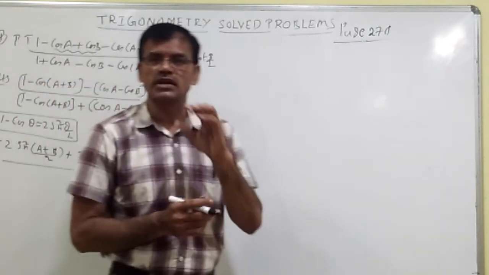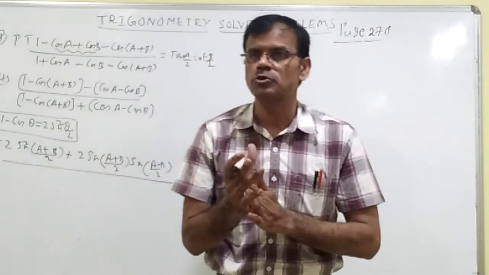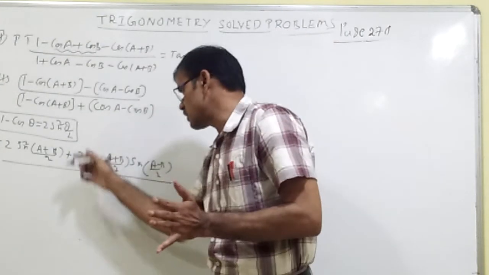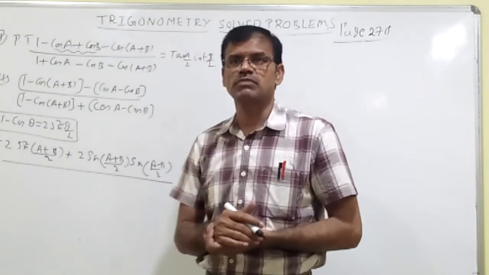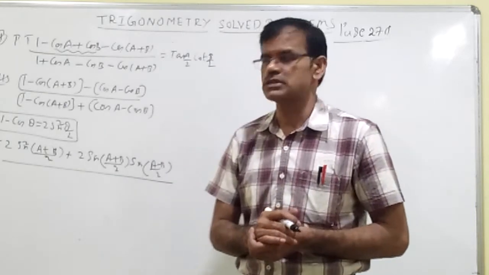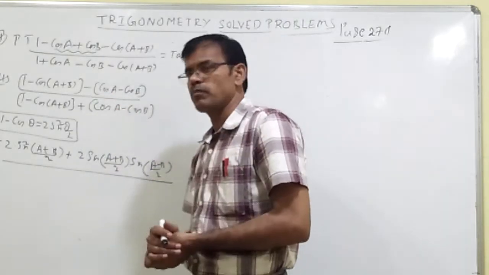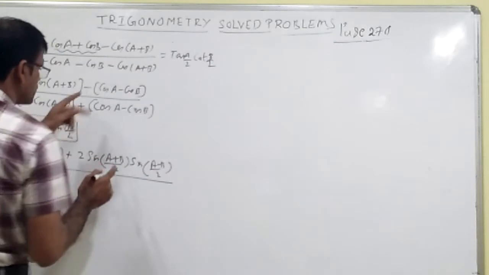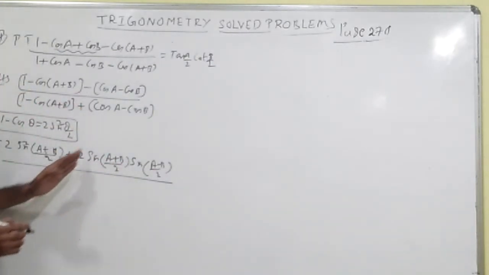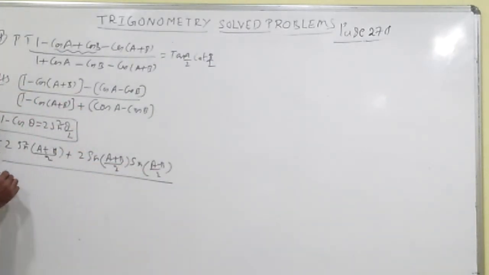Fifth formula is in transformations, product to sum or sum to product. You should not forget and revise the formula cos c minus cos d is minus 2 sin of (c plus d) by 2 into sin of (c minus d) by 2. Instead of minus I had written plus. It is minus of minus becomes plus, 2 sin of (a plus b) by 2 into sin of (a minus b) by 2.